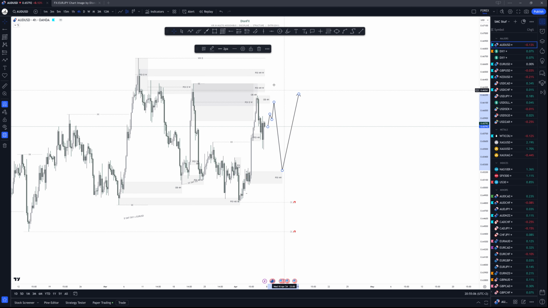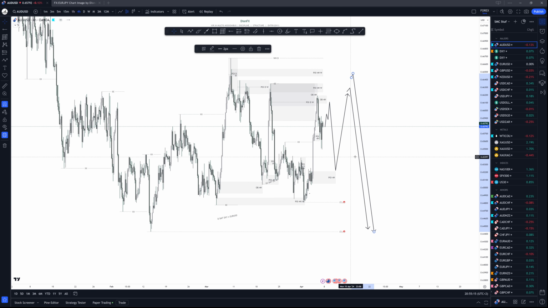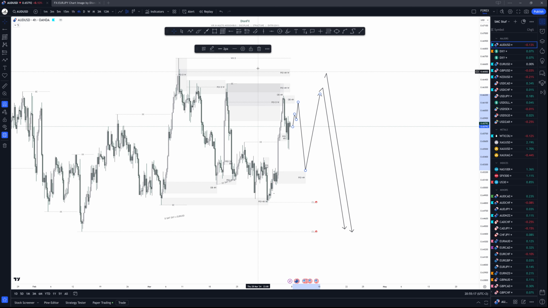But the most important thing won't be the buys, it will be the sells from these levels to the downside, and also these ones to the downside. These will be the most important ones, so keep that in mind. And that'll be all for now.